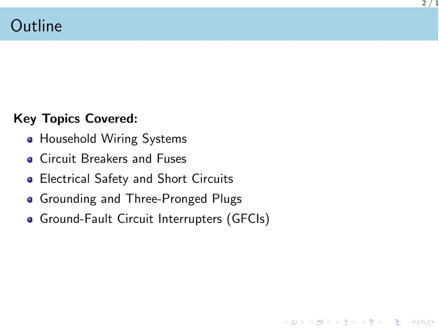We will begin by discussing household wiring systems and how power is distributed. Then, we will look at circuit protection devices, specifically circuit breakers and fuses. Following that, we will examine electrical safety, focusing on the dangers of short circuits. We will also explain the importance of grounding and the function of three-pronged plugs.